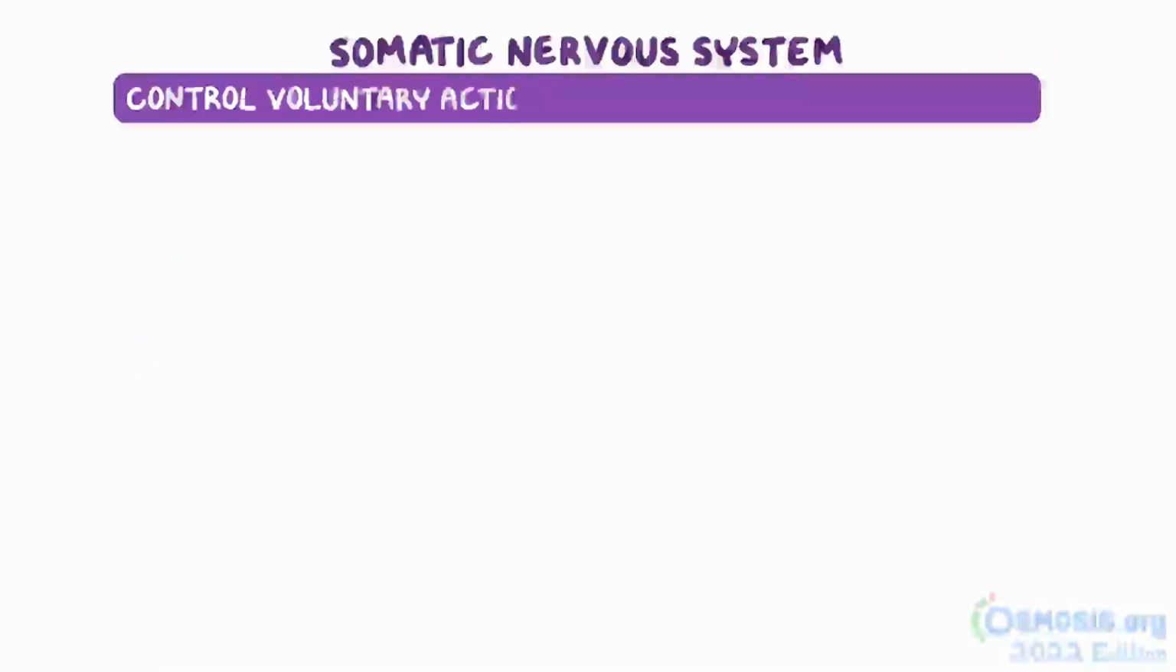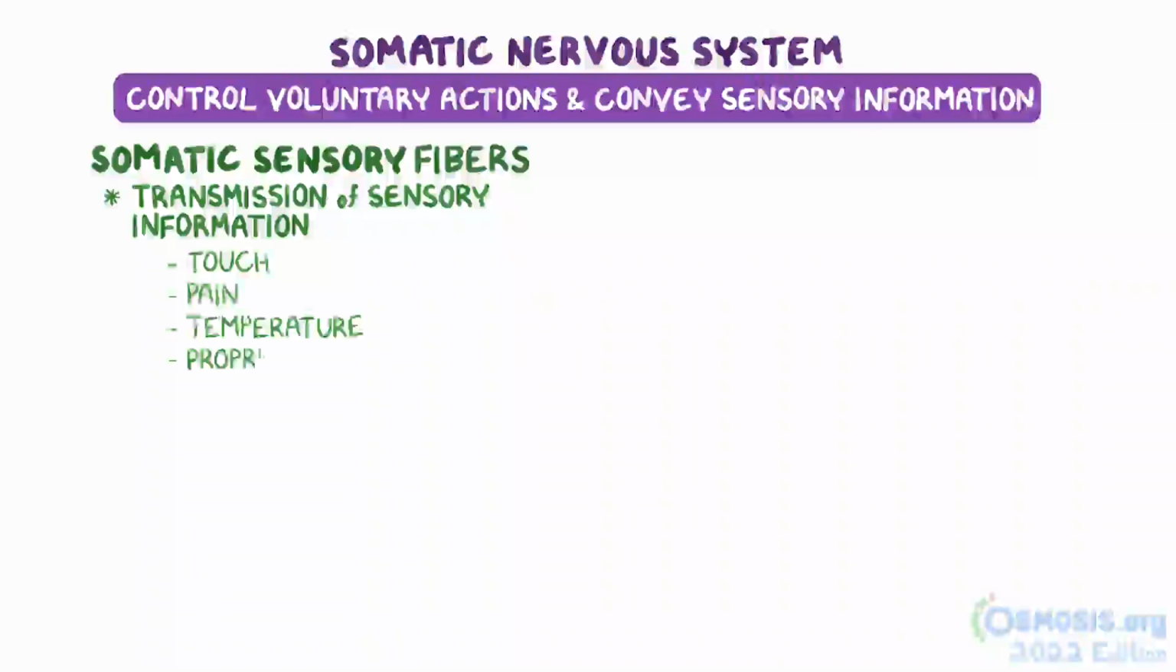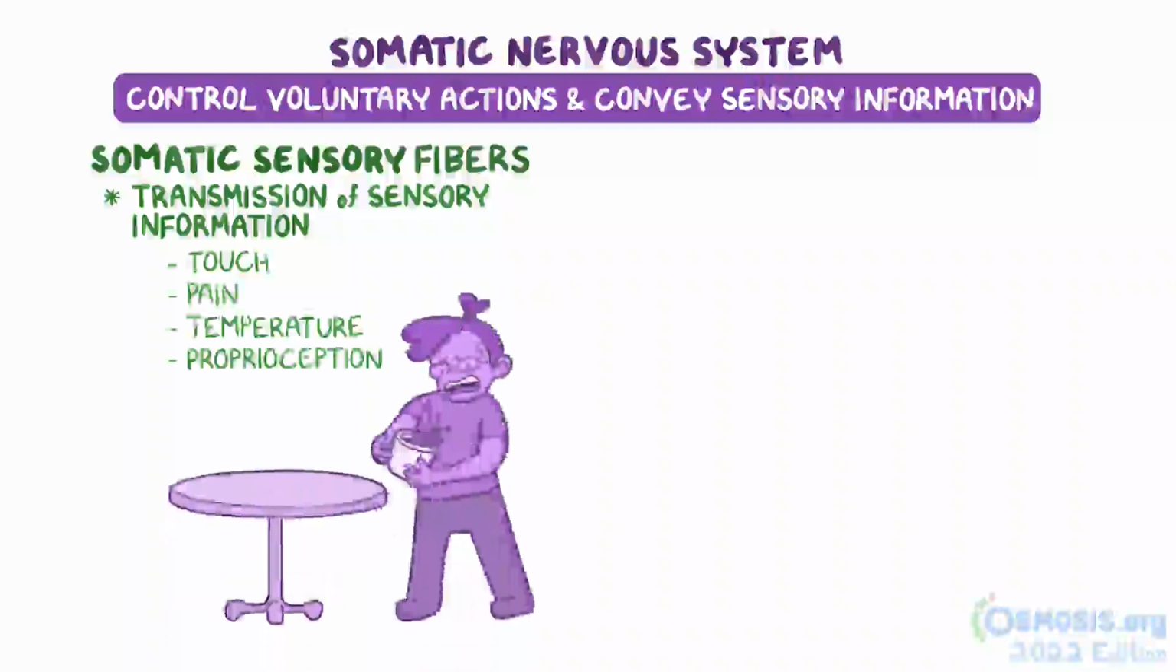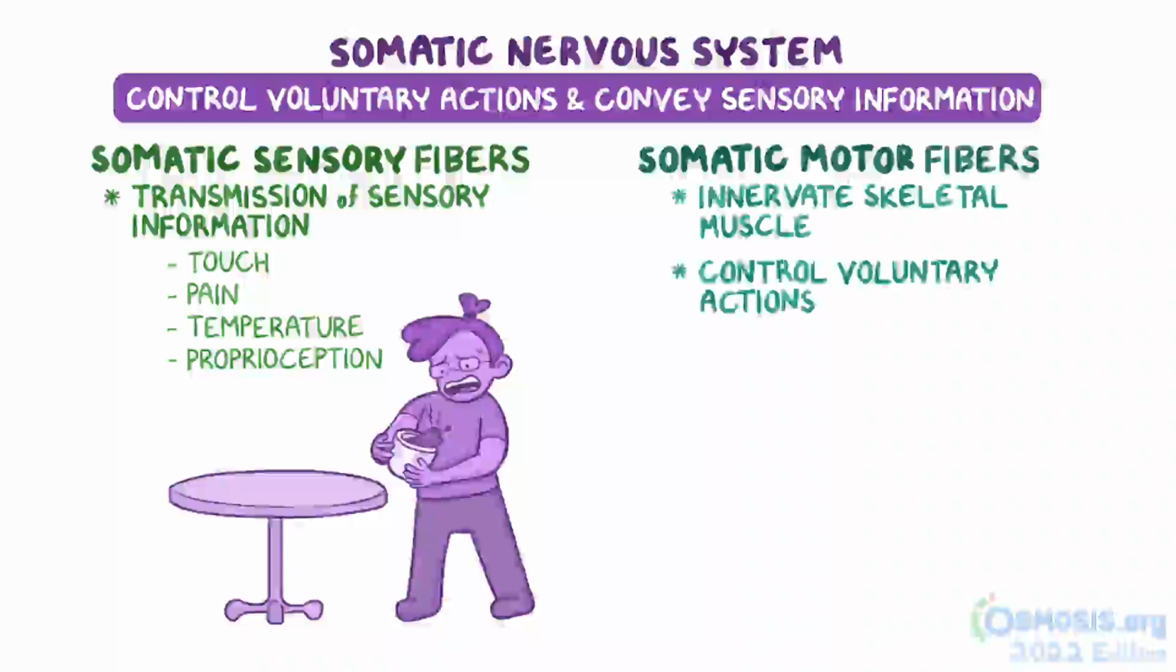Okay, let's start with the somatic nervous system, which describes a set of nerve fibers that control voluntary actions and convey sensory information from the skin, skeletal muscles, and joints. Somatic sensory fibers allow transmission of sensory information such as touch, pain, temperature, and proprioception. For example, somatic sensory fibers inform our CNS that our cup of coffee is too hot. Then there are somatic motor fibers, which only innervate skeletal muscle and control voluntary actions of the body, like putting the coffee cup back on the table until it cools down.